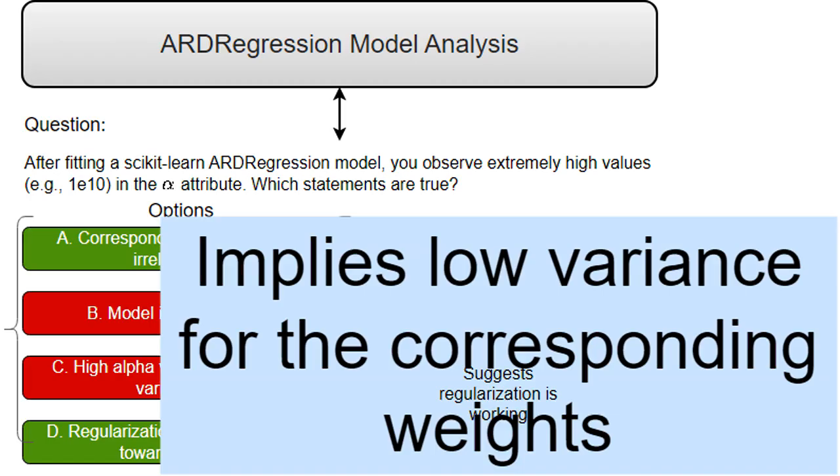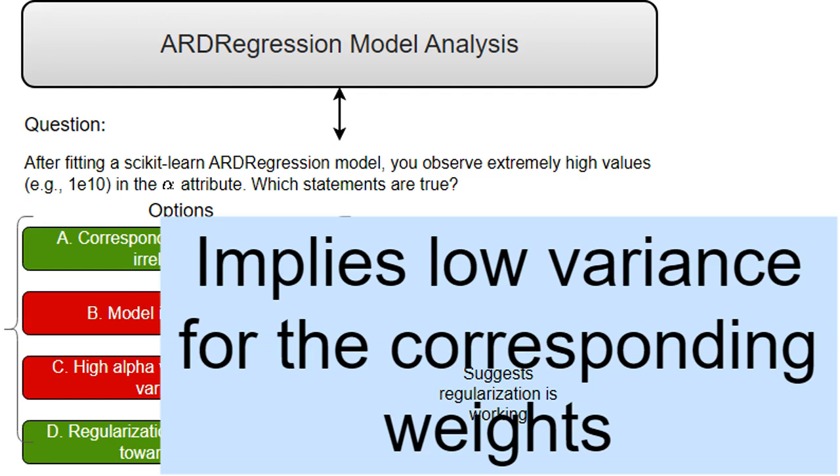Because alpha represents precision, the inverse of variance, a high alpha implies a low variance in the feature's weight. Imagine it like this. A low variance means the weight is tightly clustered around a particular value. If the value is near zero, then the feature is not impactful to the model. This is directly connected to regularization in the model.